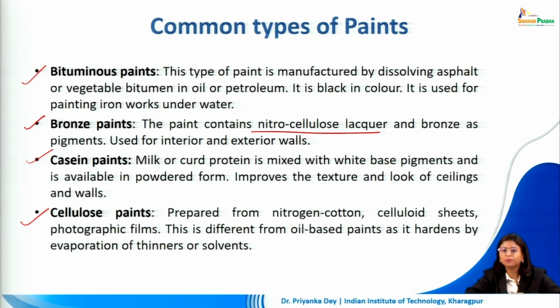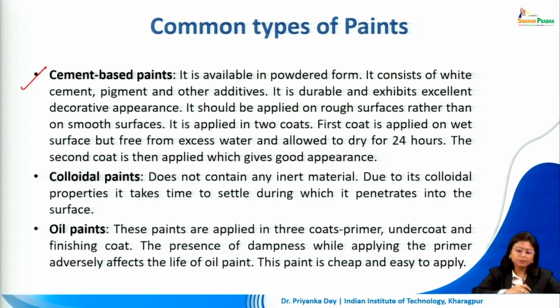Cellulose paints are prepared from nitrogen cotton, celluloid sheets, photographic films. Now this is different from oil-based paints as it hardens by evaporation of thinner or solvent. Cement-based paints are also available in powdered form. It consists of white cement, pigment and other additives.